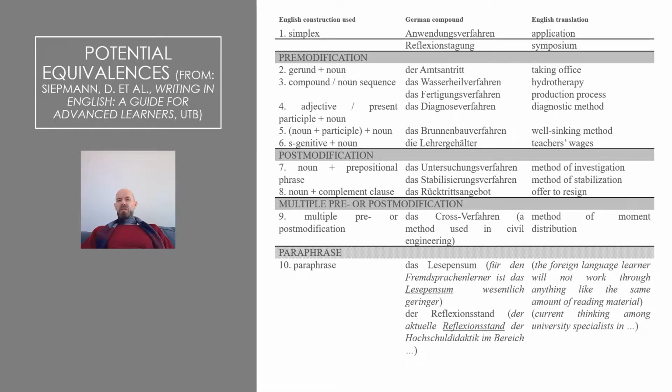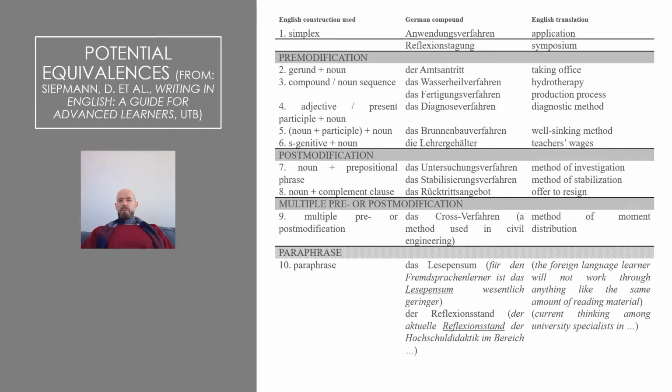So we have a gerund or a participle. I'd prefer to call it a participle these days. Taking office, der Amtsantritt. Then we have das Wasserheilverfahren, das Fertigungsverfahren. Where in English we also use a compound noun: hydrotherapy, production process, Fertigungsverfahren. And we'll see in a minute that this is actually the most productive way of translating these compounds into English. So they're often rendered by other compounds. That's perhaps not totally surprising.